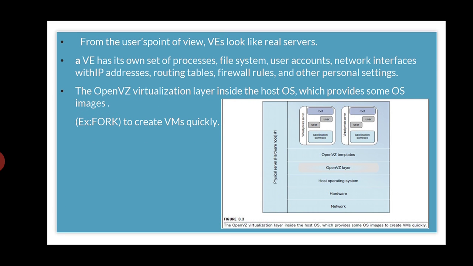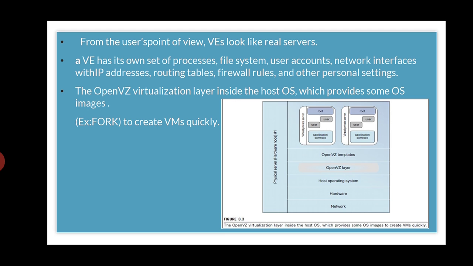A virtual execution environment has its own set of processes, file systems, user accounts, network interfaces with IP addresses, routing tables, firewall rules and other personal settings. And the key point is the open virtualization layer inside the host operating system, which provides some operating system images, for example fork, to create virtual machines quickly.